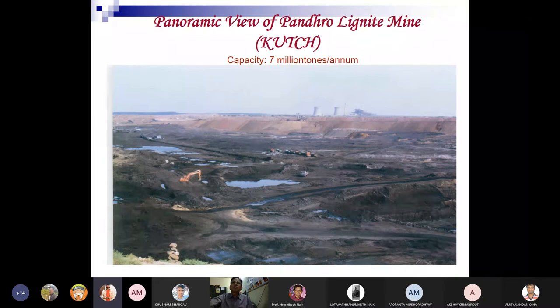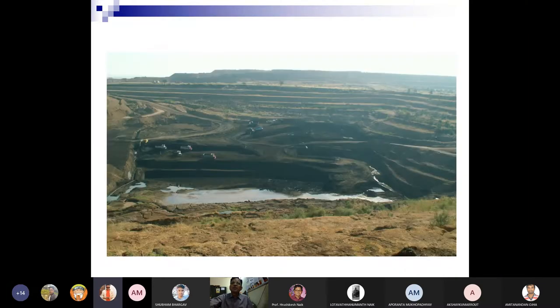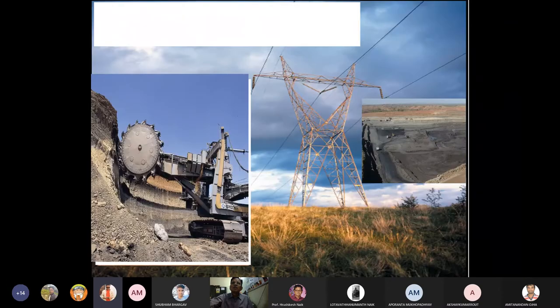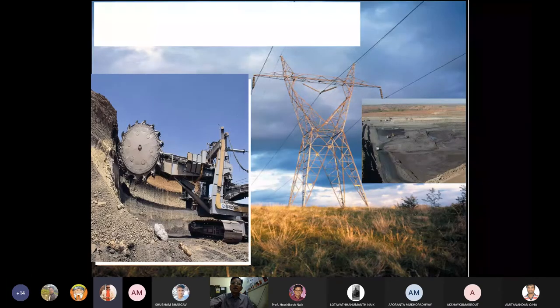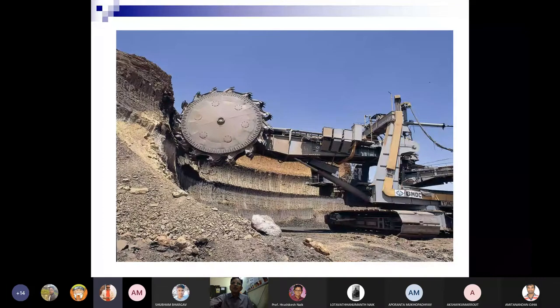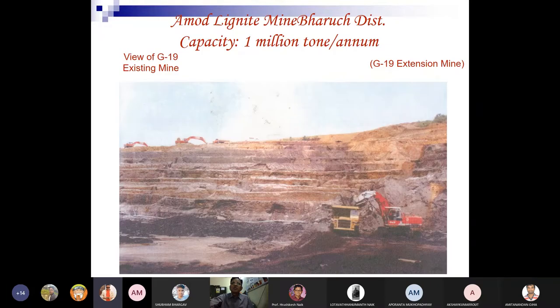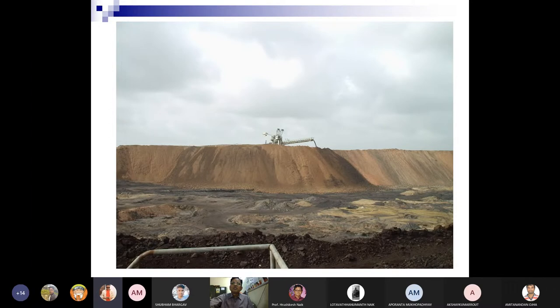So this is the panoramic view of a lignite mine. This is the mine layout. This is the bucket wheel excavator. This is the bucket wheel excavator operating in the mines. So this is the layout of the mine. Armored lignite mine. This is the spreading of the overburden material. Spreader is used to spread the overburden material.